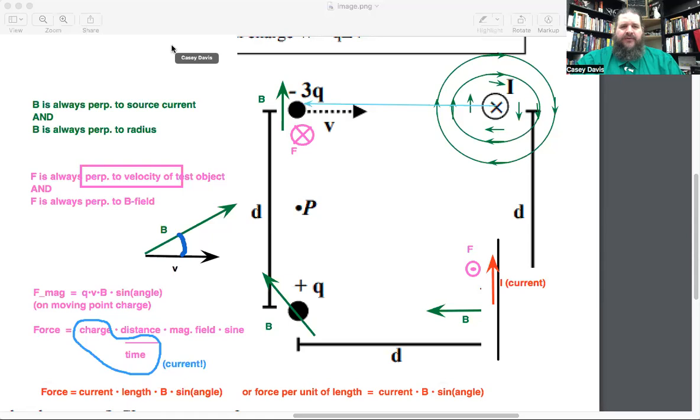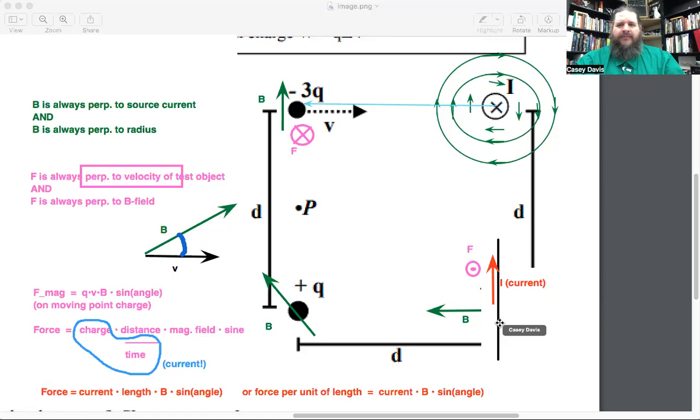Any questions on that so far? So a charged object that's moving in the presence of a magnetic field can experience a force as long as the motion is not parallel to the magnetic field. A wire with current flowing in it in the presence of a magnetic field can experience a force, again, as long as the wire is not parallel to the magnetic field.